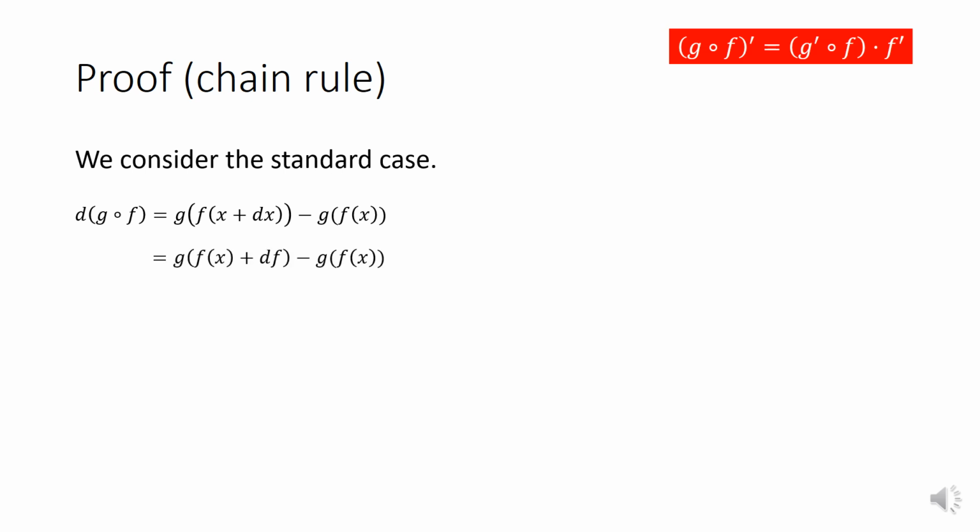This is equal to g of f of x plus df minus g of f of x, since we can replace f of x plus dx with f of x plus df again. This is equal to g of f of x plus dg minus g of f of x, since we can replace g of f of x plus df with g of f of x plus dg. These terms cancel each other out, leaving dg.